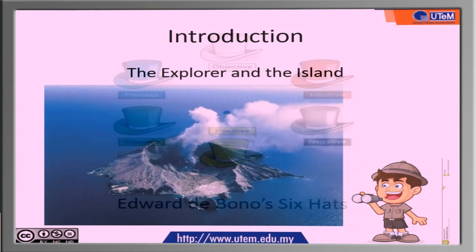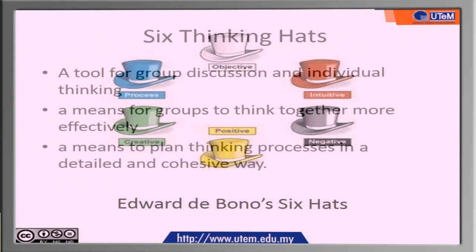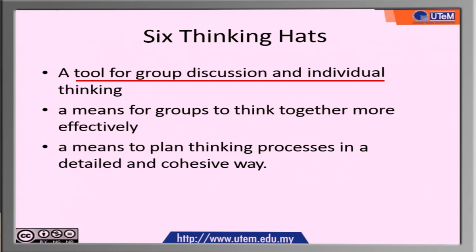Now, let us talk about Six Thinking Hats. Six Thinking Hats was created by Edward de Bono. It is a critical thinking tool. These six thinking hats are of different colors, and each color would function differently. Right. Why do we use it? We use it as a tool for group discussion and individual thinking. That means you can use it to help you optimize your group discussion and individual thinking.